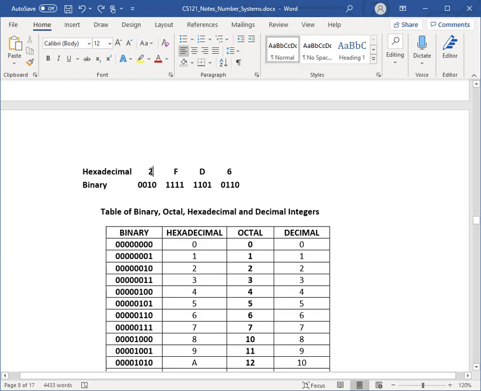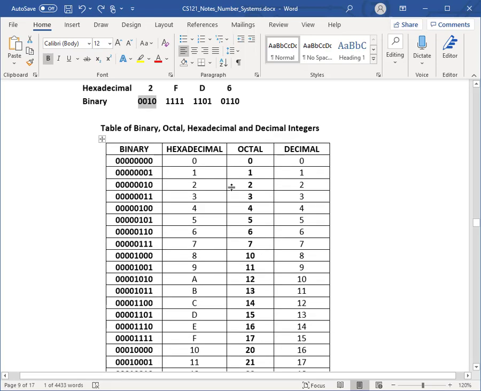If you have the hexadecimal value and you want to see the binary, then you just take each hexadecimal digit and you replace it with the corresponding 4 bits. So 2 would be 0010. Okay, F would be 1111. D is 1101 and 6 is 0110. So you might need the table to help you a little bit until you remember the bit patterns for A, B, C, D, E, and F. But once you have that, it's easy to go from the hex back to binary.